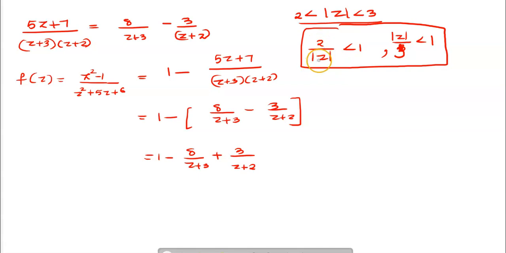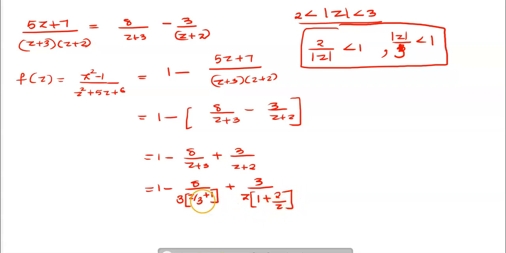Now this is 2 by mod z. So we want 2 by mod z and mod z by 3. So in this term we want z by 3. Take 3 outside. We get z by 3 plus 1. Now take z outside so that we get 2 by z. Take z outside. 1 plus 2 by z.